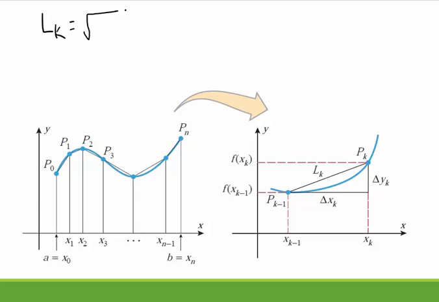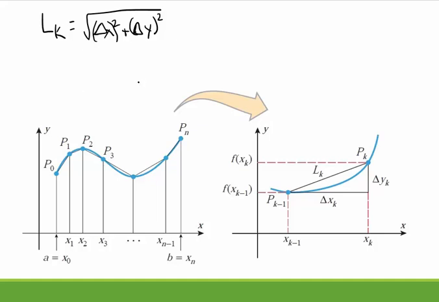So one of those trapezoids, L sub k, the length of that is, from the Pythagorean theorem, the square root of delta x squared plus delta y. And I guess technically that should all be in parentheses squared. I don't know why that keeps disappearing. I'm using a new thing to record my video, so I apologize.